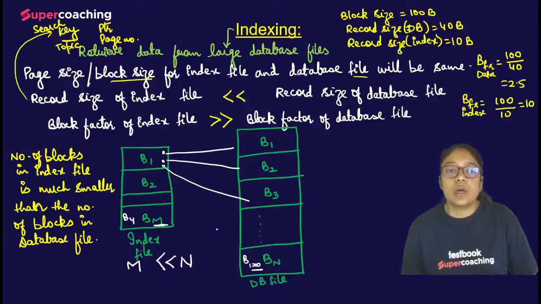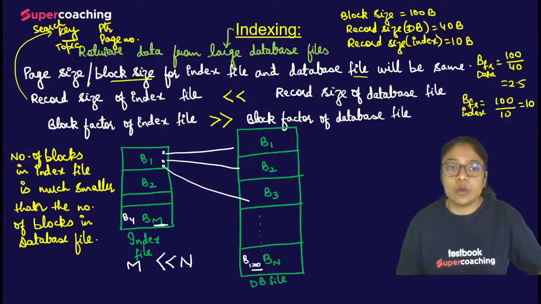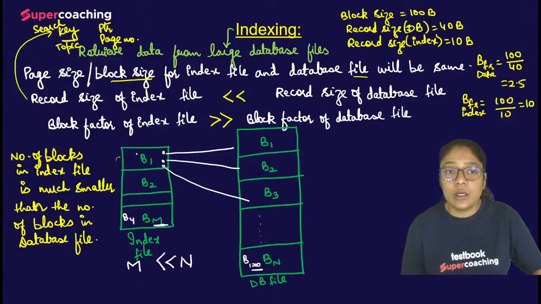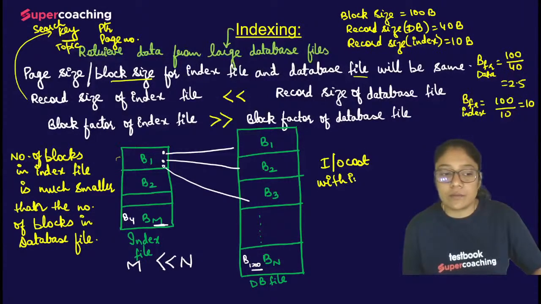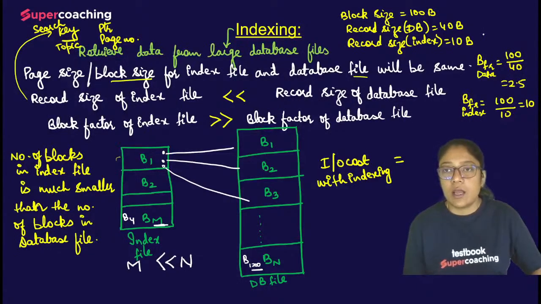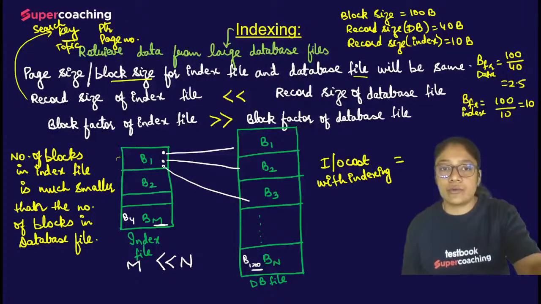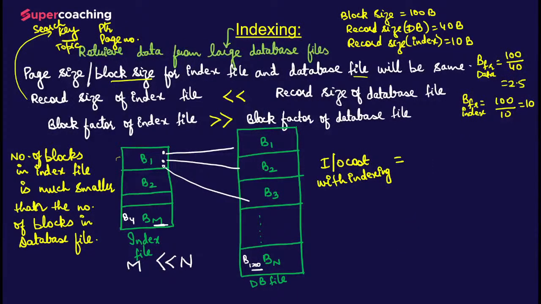Now if I want to find out the IO cost, I want to access a particular record, so first of all what I need to do is refer to the blocks of the index file. Since this index file is always sorted, what will the IO cost be here? IO cost with indexing. I guess this is going behind my image, so for a few seconds let me hide it. Okay, IO cost with indexing.